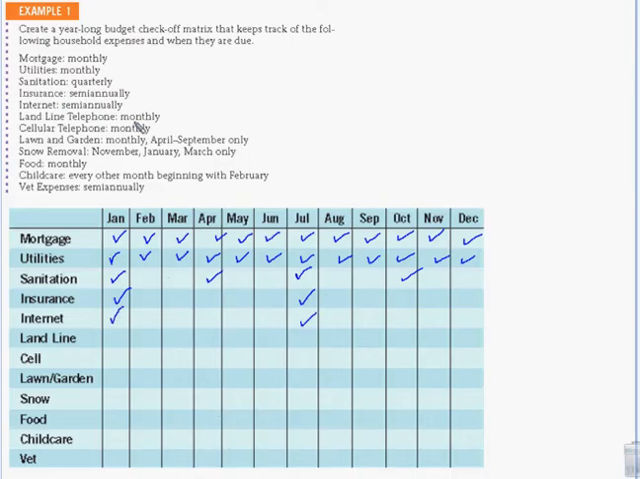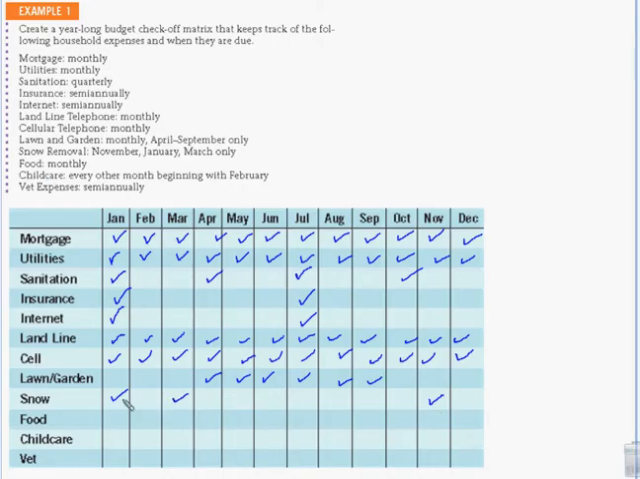Landline, monthly. Cellular telephone, monthly. Most people don't have a landline anymore, but you know, if you do, it's monthly. Lawn and garden is monthly, April through September only. So these people live up north. Snow removal is November and January and March.